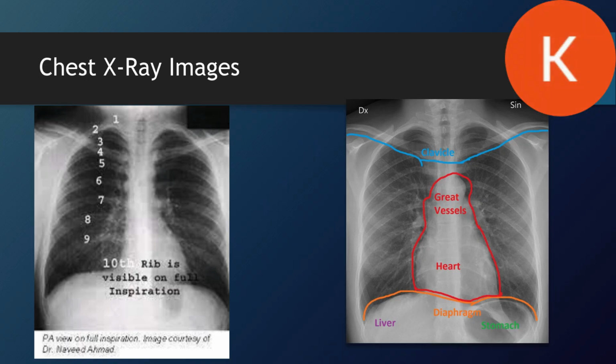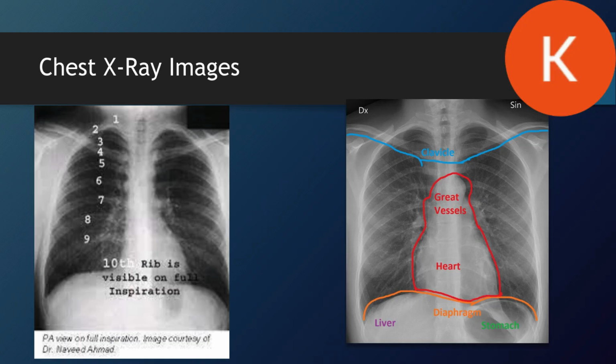Here we see the chest X-ray images. It shows the 10th rib is visible on full inspiration. Again, we learned about this when we have the patient take a deep breath in and hold at the end of second inspiration. We should be able to see 10 ribs above the diaphragm. And then on the labeled X-ray here, we see the clavicles labeled in blue. And then we have the great vessels and the heart.